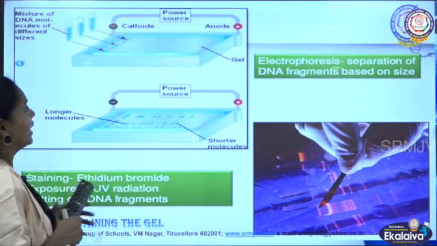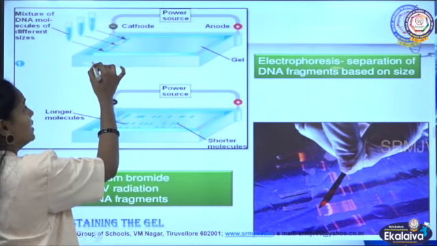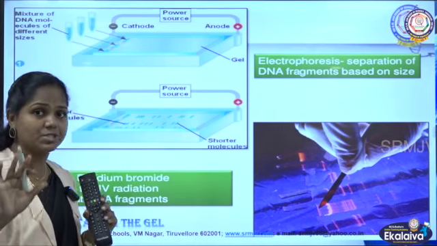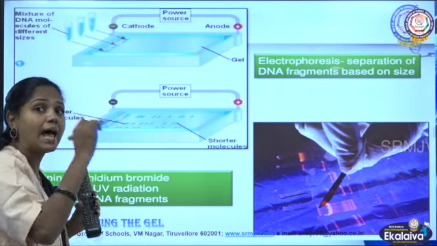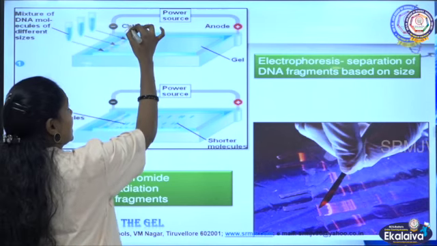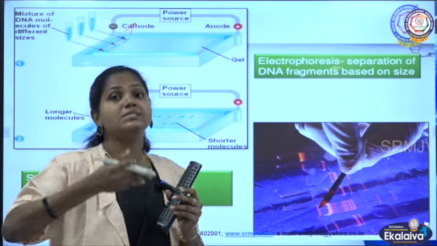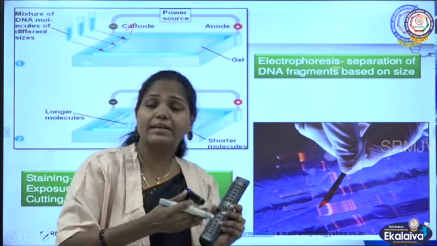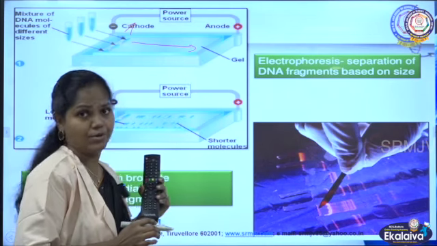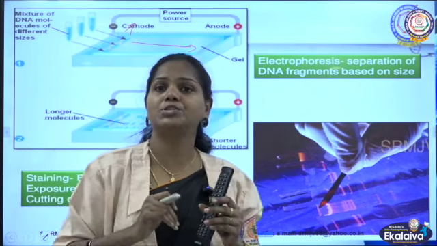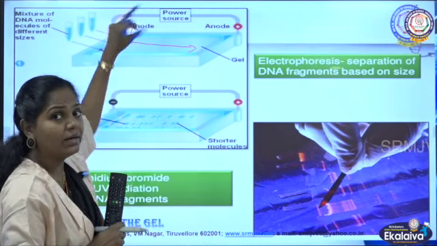You should be very clear about this concept. DNA is a negatively charged substance, you know that. Being negatively charged, the sample well has to be made near the cathode. You know that opposite charges attract, so being a negatively charged particle, the DNA will start moving towards the anode. For making that movement, you make your sample well near the cathode end.